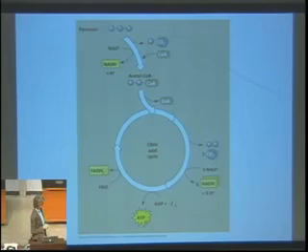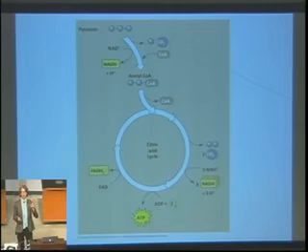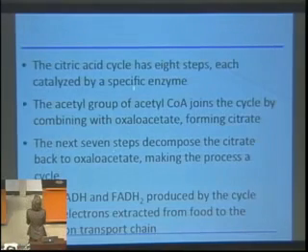Because, why is it multiplied by 2? Because we have 1 molecule of pyruvate shown here, but from each glucose molecule, we have 2 molecules of pyruvate that are made. So if we want to know the total yield for 1 molecule of glucose, we have to multiply this by 2, right? Okay, so the citric acid cycle has 8 steps, and as I mentioned, each of these is catalyzed by a specific enzyme.